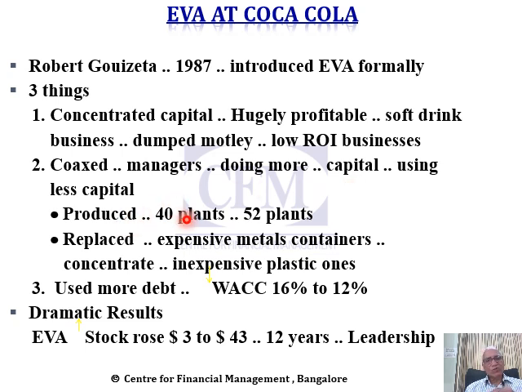As a result, they produced in 40 plants what was earlier produced in 52 plants. They replaced expensive metal containers in which concentrate was supplied with inexpensive plastic ones. 3. Used more debt. As a result, weighted average cost of capital was lowered from 16% to 12%. Thanks to these measures, Coca-Cola achieved dramatic improvements in performance. EVA soared and the stock price rose from $3 to $43 during 12 years of his leadership. This is cited as one of the most successful implementations of EVA.